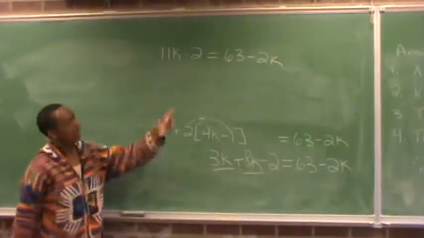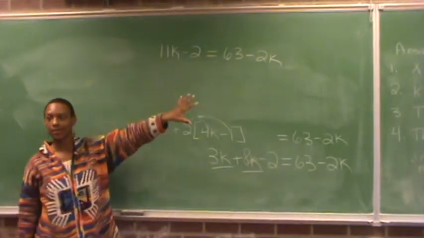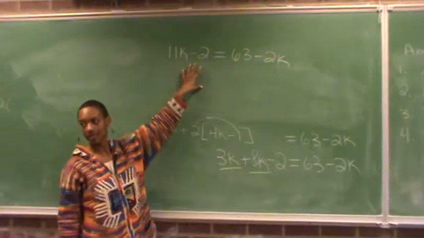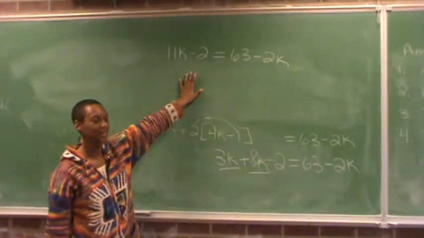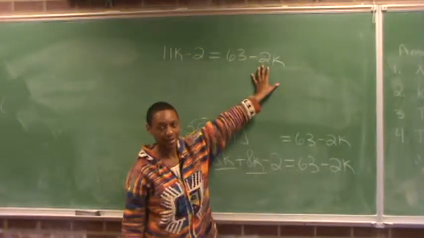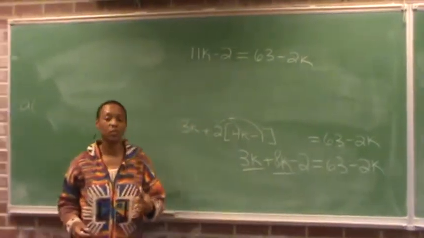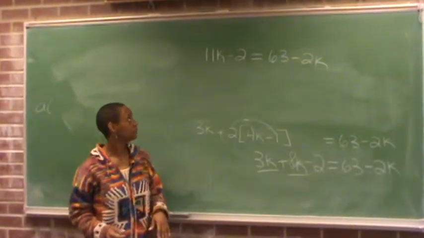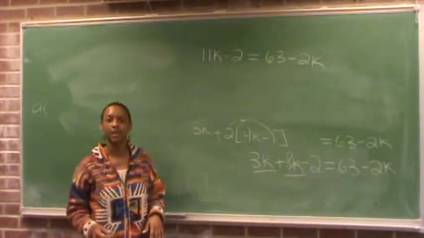So at this point, I've cleaned up my equation. I've cleaned up both sides of the equation. I can't do anything on the left side of the equation because there are no like terms, no parentheses or anything. Can't do anything on the right side of the equation because there are no like terms. So at this point, I decide which side I want my variable on. My variable, I'm going to have it on the left side.